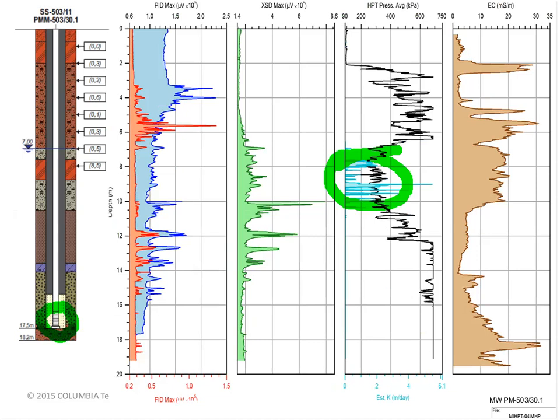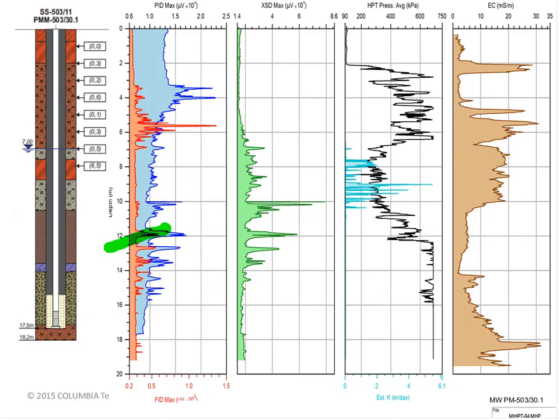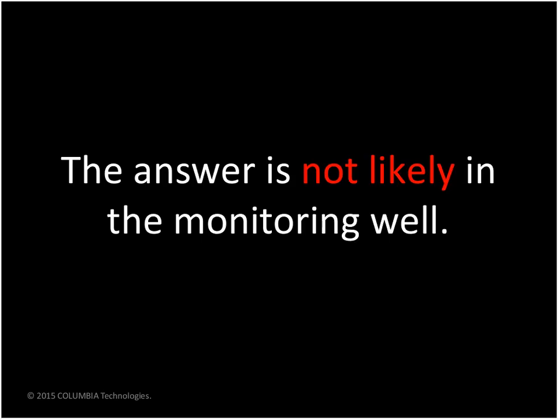If a secondary source is created, and then this clears out, but our monitoring well is down here, it's not going to provide the information that we need to effectively design a remediation system. So again, the answer is most likely not in the monitoring wells, particularly if they have any age to them.